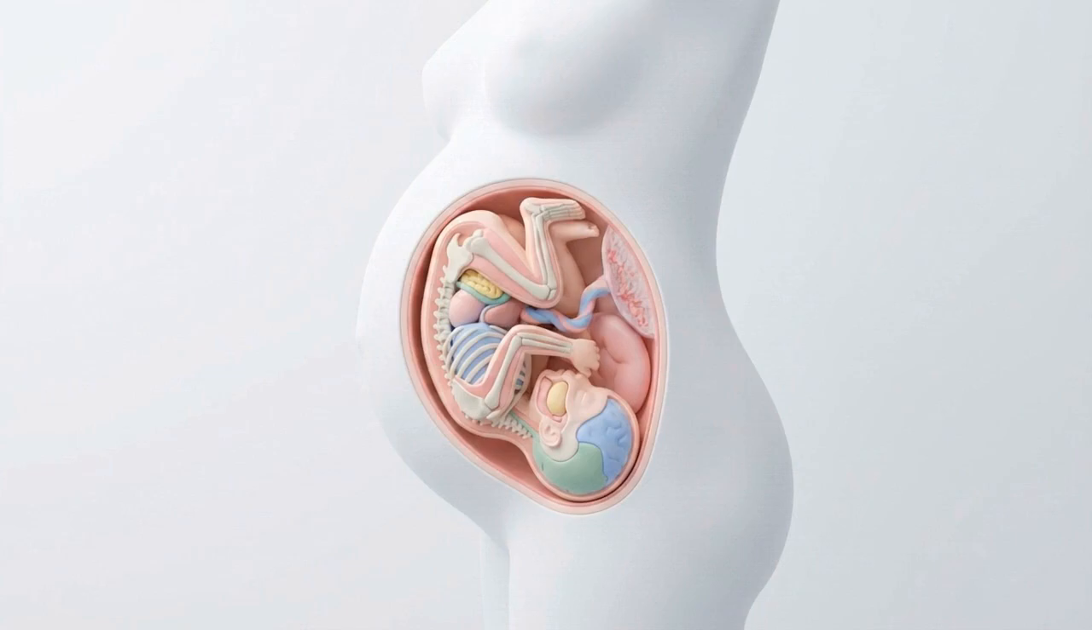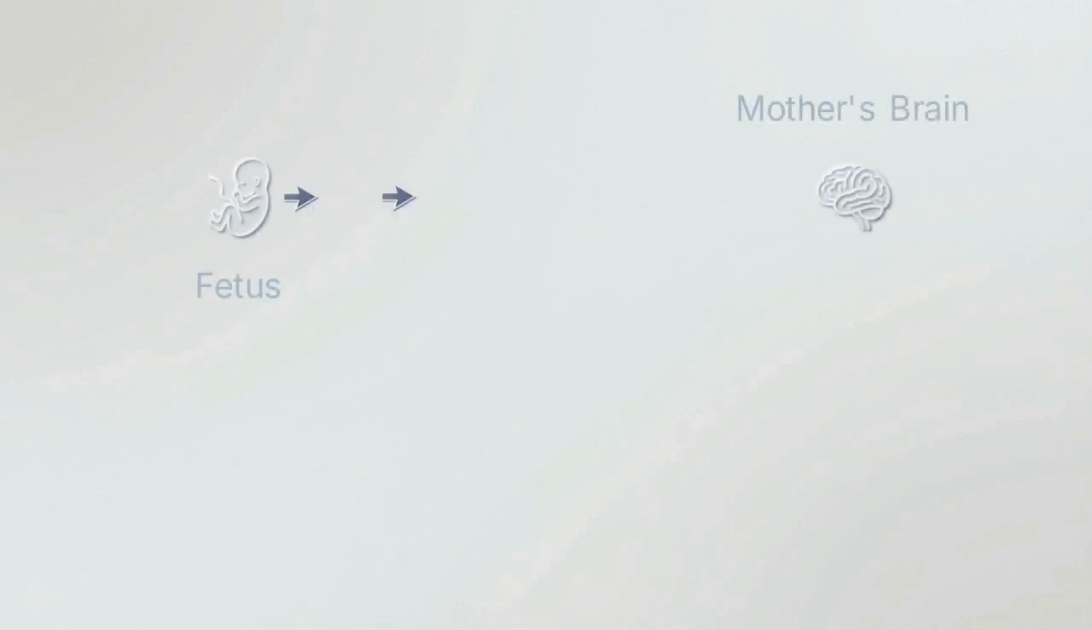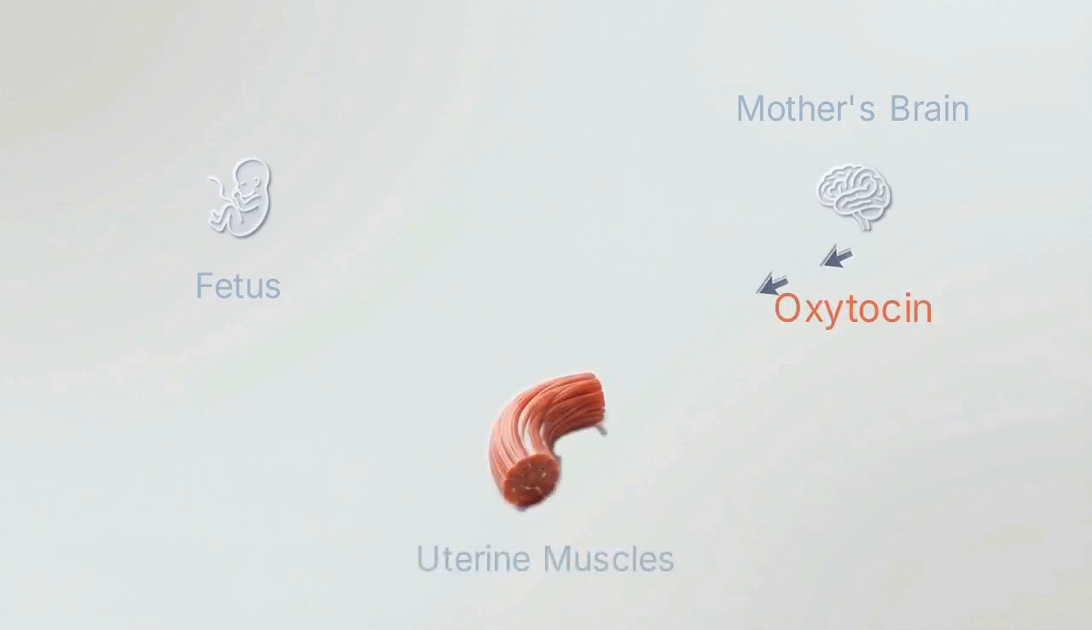At the end of the 40-week countdown, the physical space inside the womb reaches its structural limit. This diagram illustrates the trigger for labor. A signaling loop begins between the fully formed baby and the mother's brain. The mother's brain releases the hormone oxytocin, which commands the uterine muscles to begin the rhythmic contractions necessary for delivery.